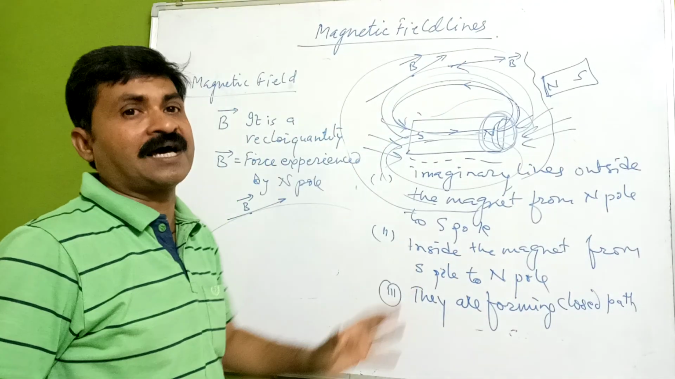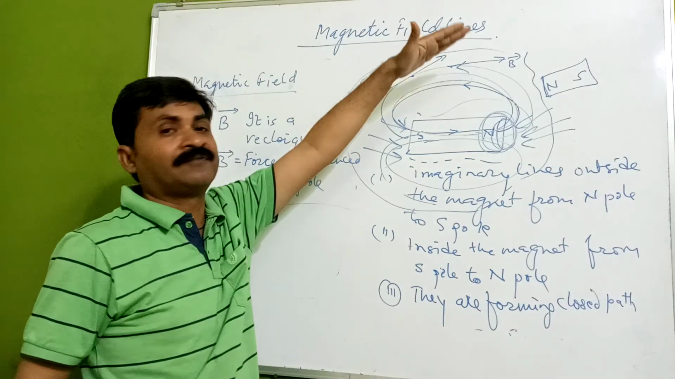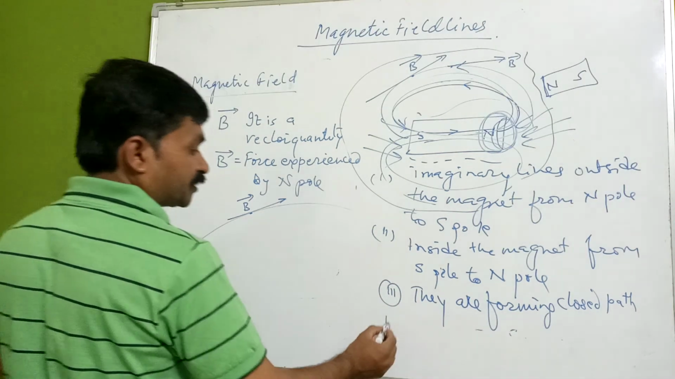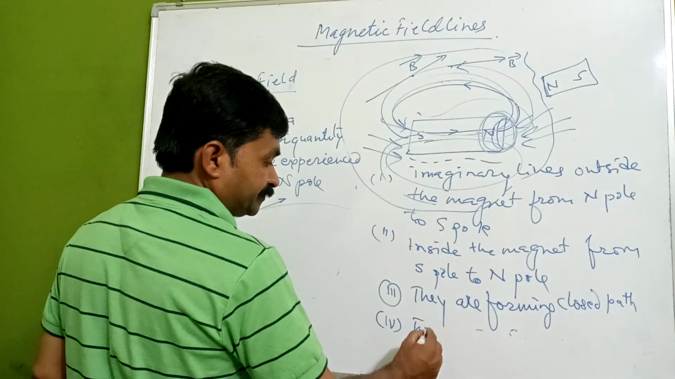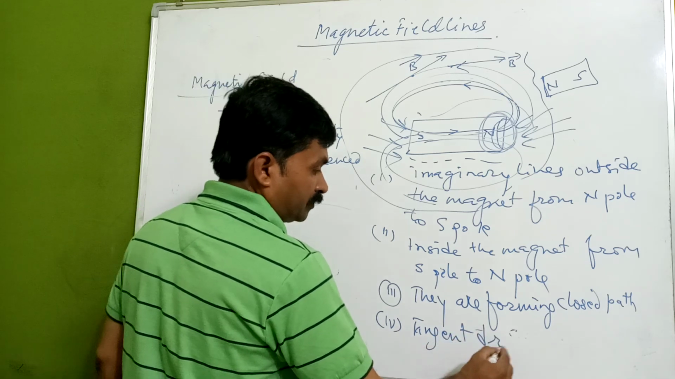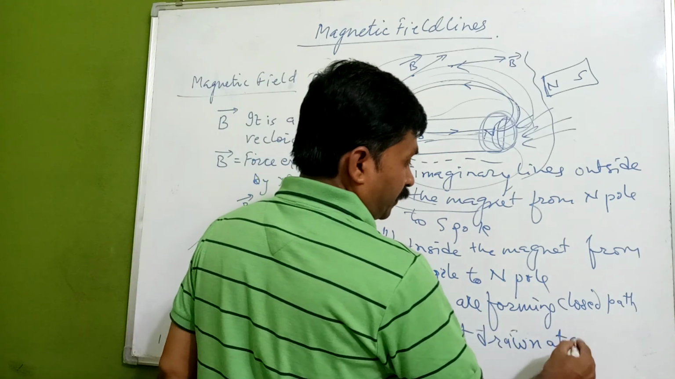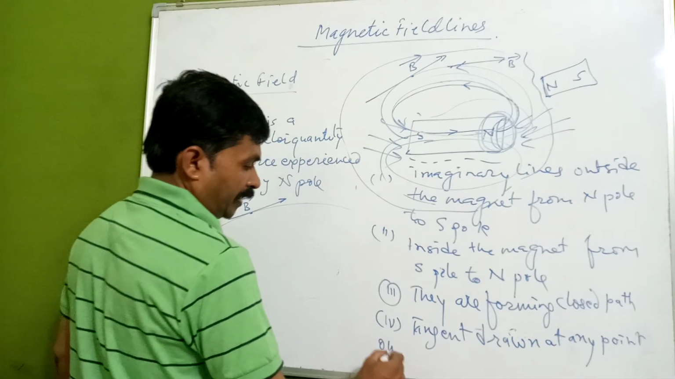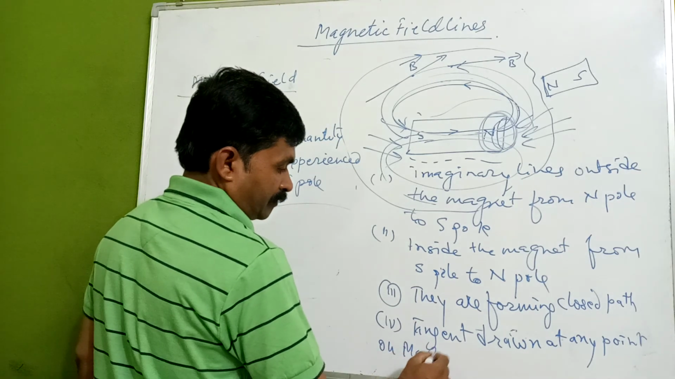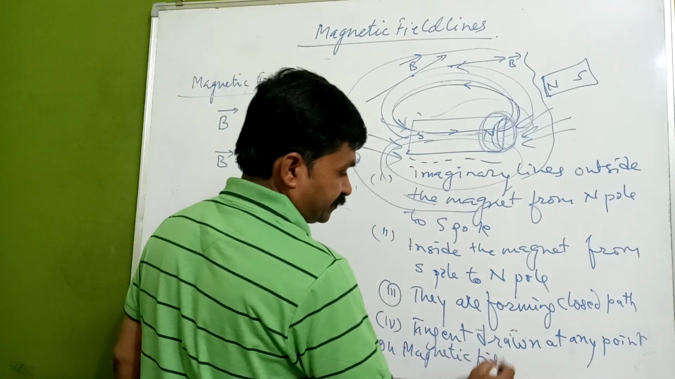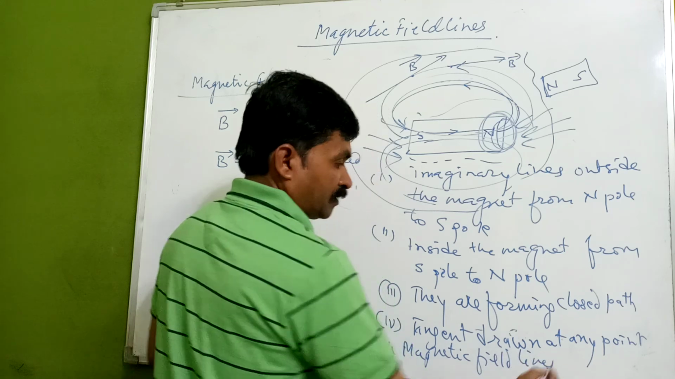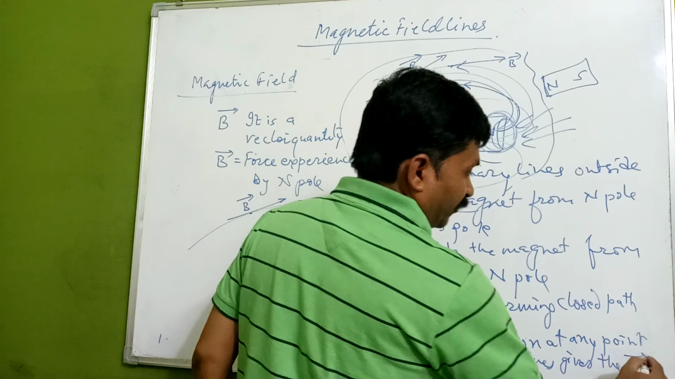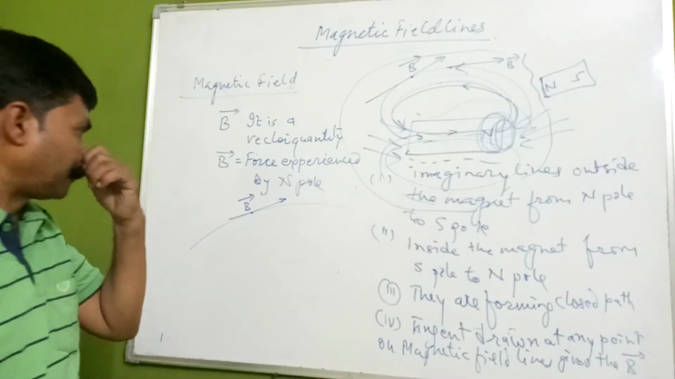What will this give you? It will give the direction; it will tell the direction of the magnetic field. So this is one property. It gives us the direction. A tangent drawn at any point on magnetic field lines gives the direction of the magnetic field.